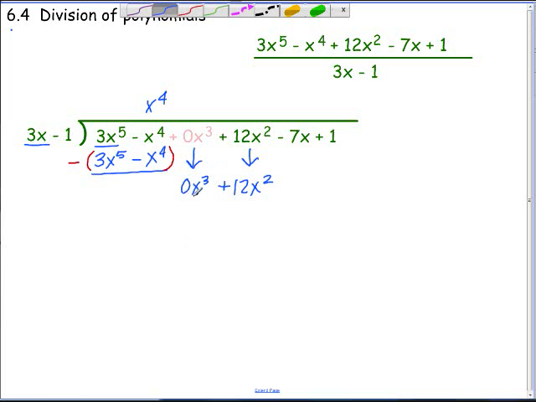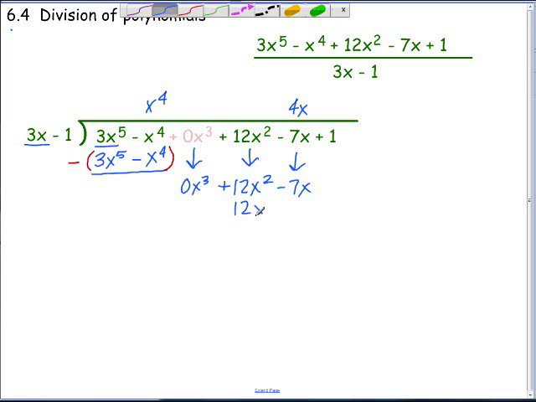I don't have to worry about getting rid of that. It's already gotten rid of, isn't it? So I can just go on to this one, and I guess I better bring down this minus 7x. 3x into 12x, that'll be x squared, 12x squared. 4x, so I'll put it over here. Wow, we skipped over quite a bit there.